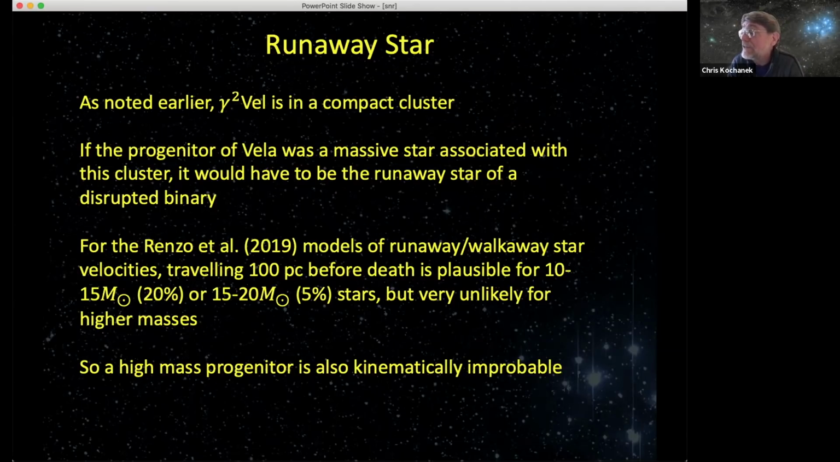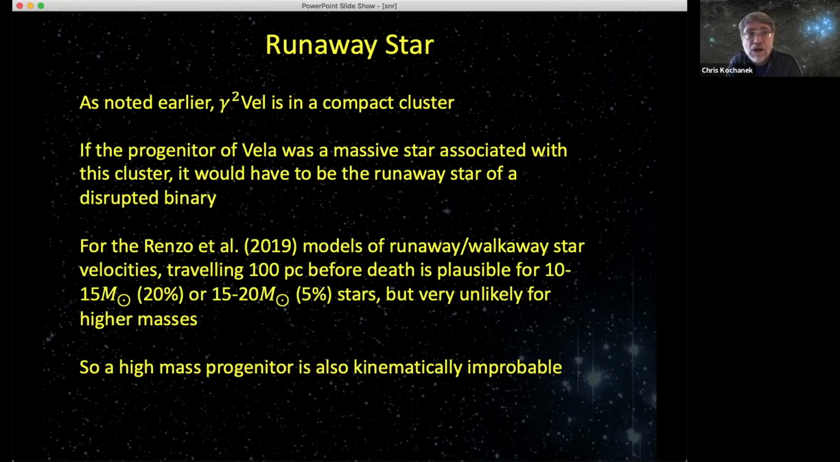And if we take those Renzo models of the velocities of these runaways, it is plausible that a low mass star could explode 100 parsecs away and get to where Vela is now. So for their velocity distributions, there's a 20% chance that a 10 to 15 solar mass runaway star could move 100 parsecs before dying. 5% chance for 15 to 20 solar mass, but it becomes very unlikely for the higher masses.